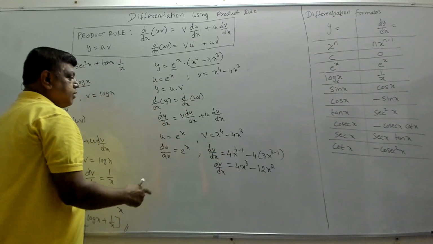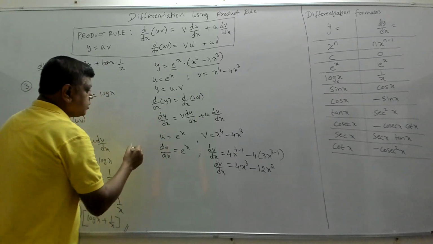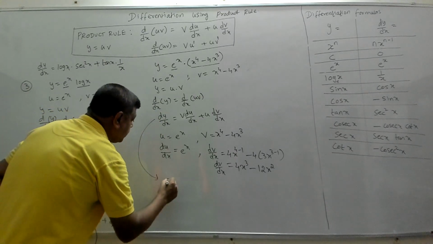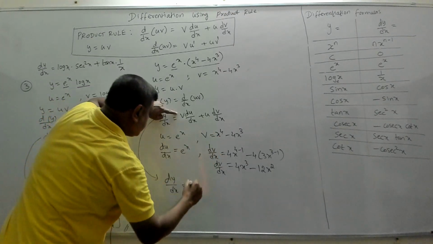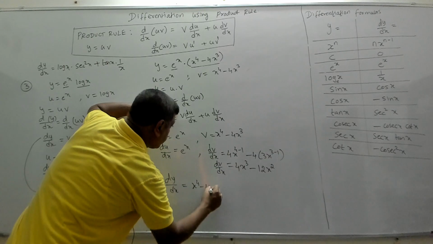Now we have found all of them. Let's substitute here. So this becomes now dy by dx is equal to v. V is x power 4 minus 4x cube.